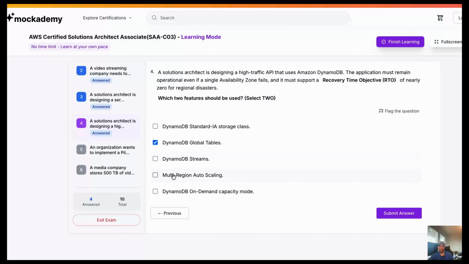and either C or D or E. Multi-region auto scaling and DynamoDB on-demand capacity mode. Let's go with option D.